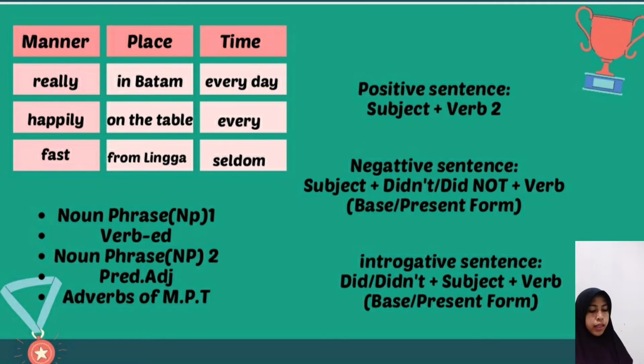There is the past tense formula. For a positive sentence: subject plus verb two. For a negative sentence: subject plus did not or didn't plus verb, base or present form. For an interrogative sentence: did plus subject plus verb, base or present form.